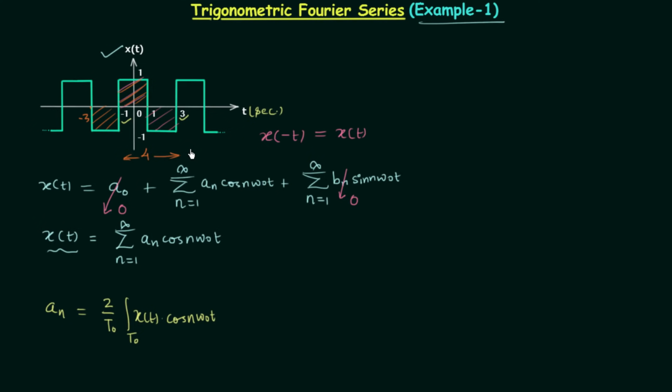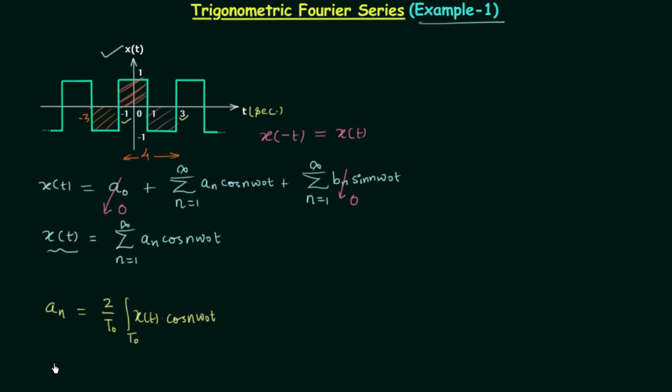So 3 minus -1 is equal to 4. So carefully select the range of the integration. You cannot take the range -1 to 1 because this structure is not repeating from -infinity to infinity. Now let's move to our calculation.